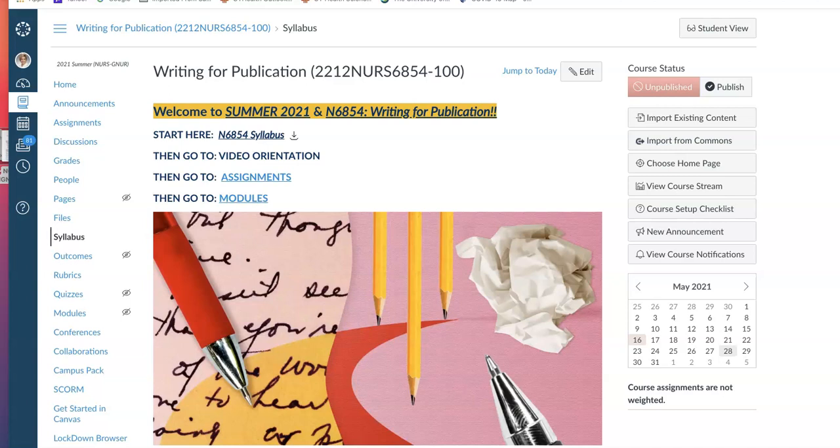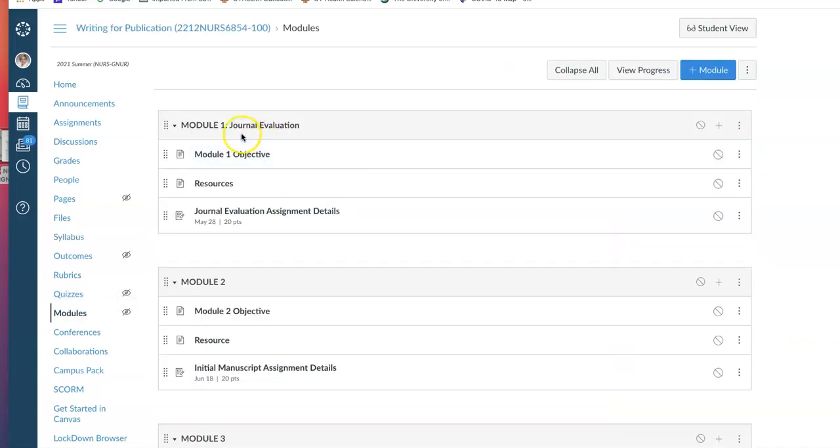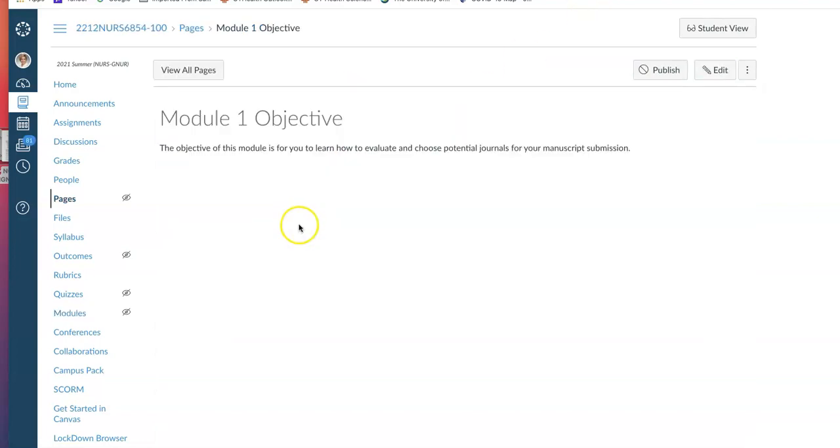Okay, now that you have had your brief orientation to the course, I want to go to Module 1 and go through it with you. So, Module 1, the goal is to learn how to evaluate and choose potential journals for manuscript submission.